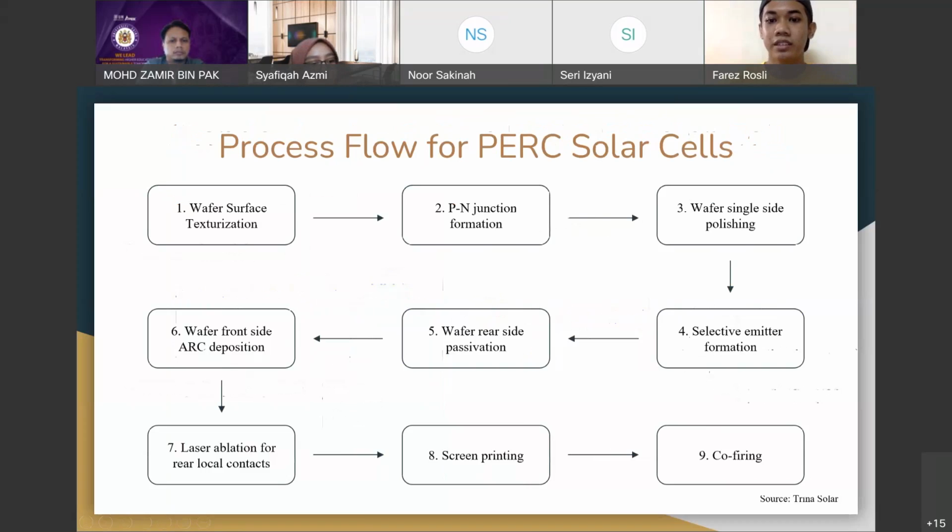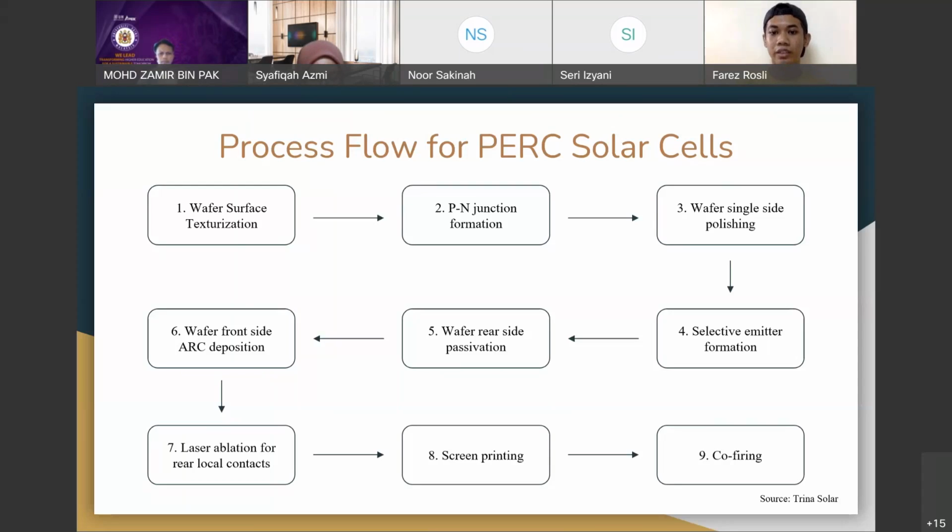So here is the process flow of PERC silicon solar cell at Trina Solar. At this time, which is around 2015, if I'm not mistaken, the efficiency is around 21.4%, but over the years, the efficiency keeps increasing due to modifications of the process flow of PERC solar cell in Trina Solar or other companies, which maybe add something here and there in the process flow to make the efficiency of PERC silicon solar cell better.